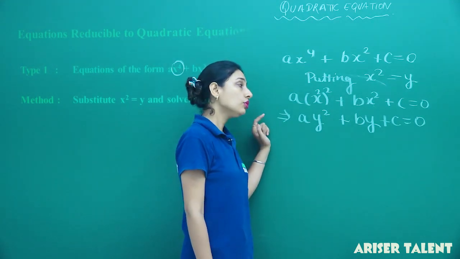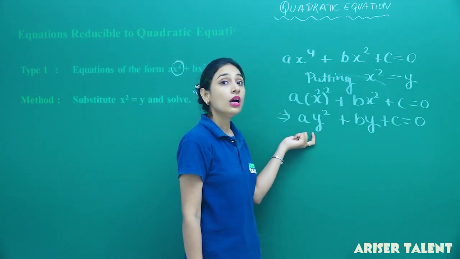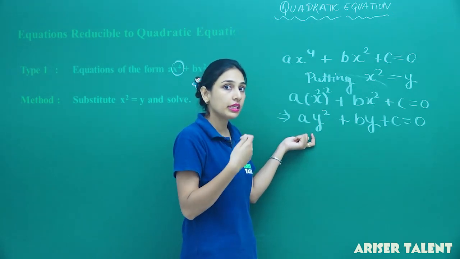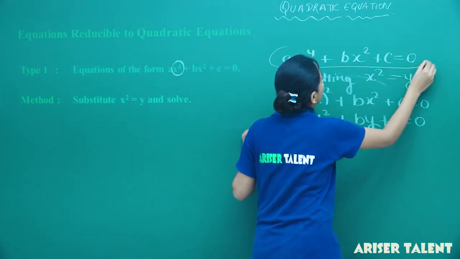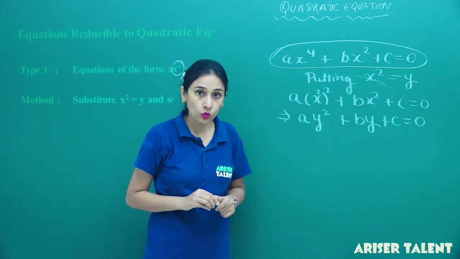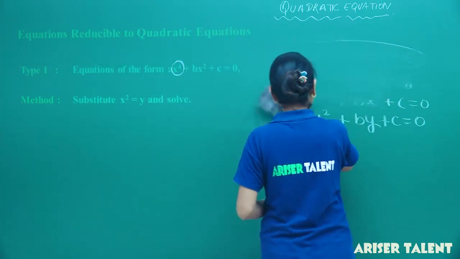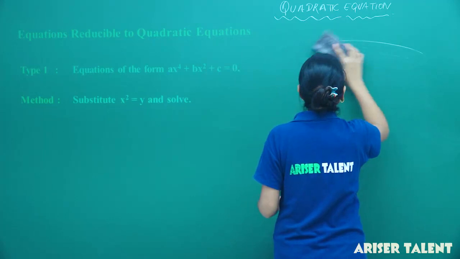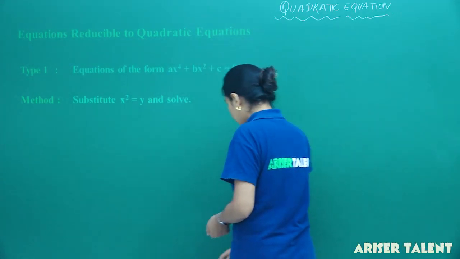Okay, students. So, this is how you will calculate the roots of an equation, not a quadratic equation, but an equation whose degree is 4, in the form of ax raised to power 4 plus bx raised to power 2 plus c equals to 0. If you are finding it a little bit difficult to understand how you will further process it, then we can just have an example of it.